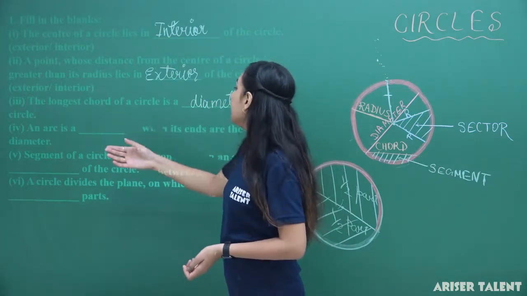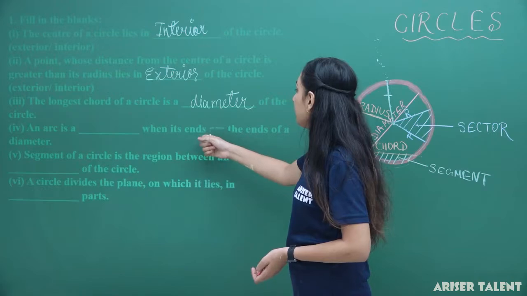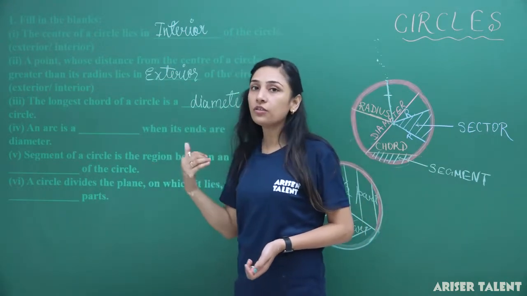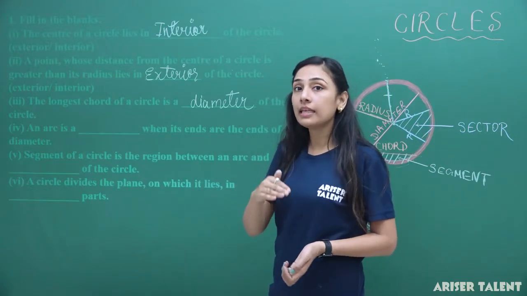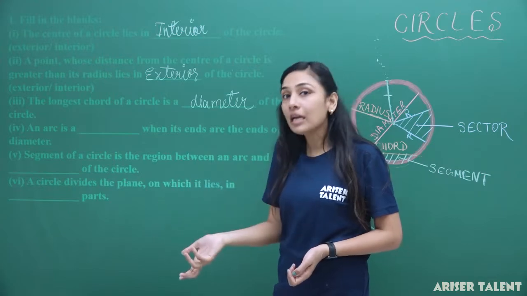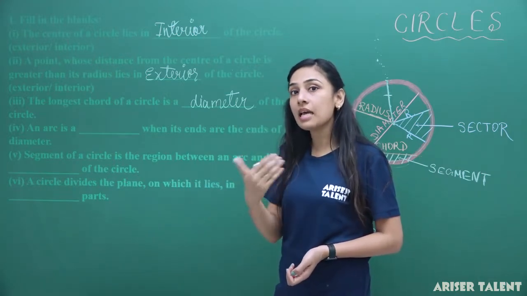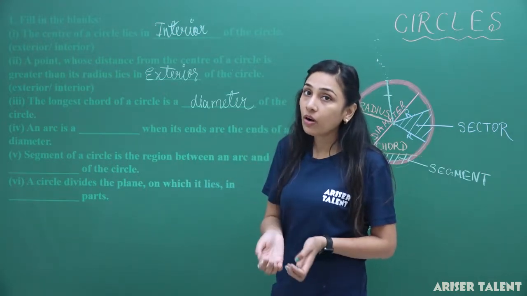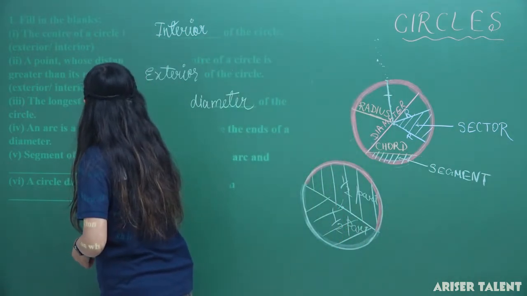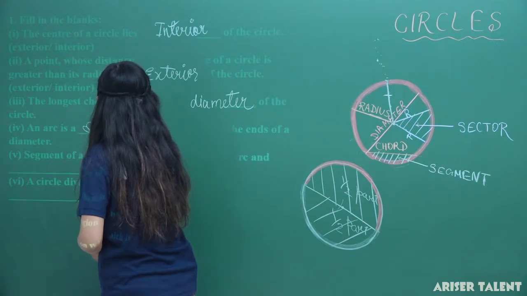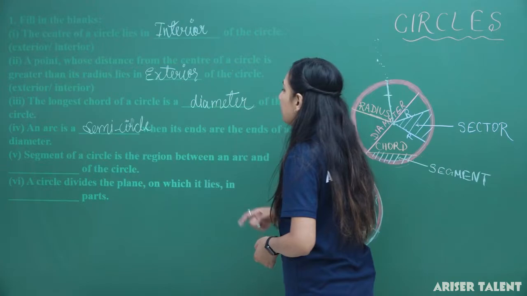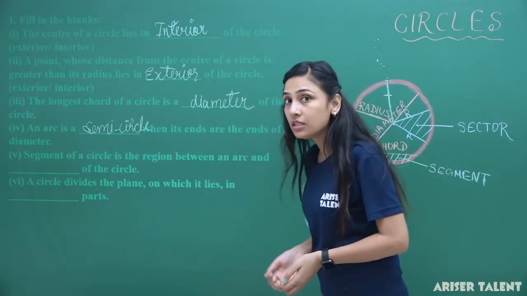So, an arc is a dash when its ends are the ends of a diameter. That means the circle is dividing into two halves, and each is a semicircle. That means the arc will also be a semicircle, when its ends are the ends of a diameter.